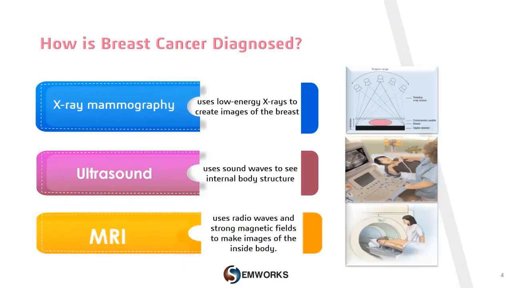MRI, or magnetic resonance imaging, uses radio waves and strong magnetic fields to make images of the inside of the body. This method uses the amount of absorption energy of different types of tissues. But these methods still have some disadvantages, like the high price. So microwave imaging was developed for early detection.